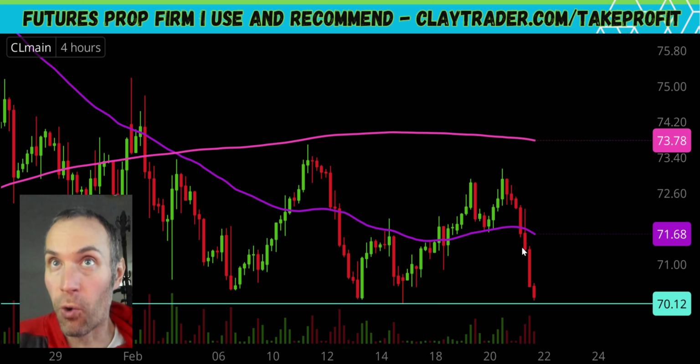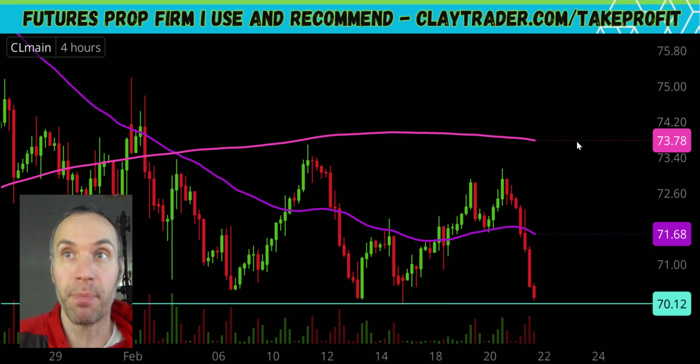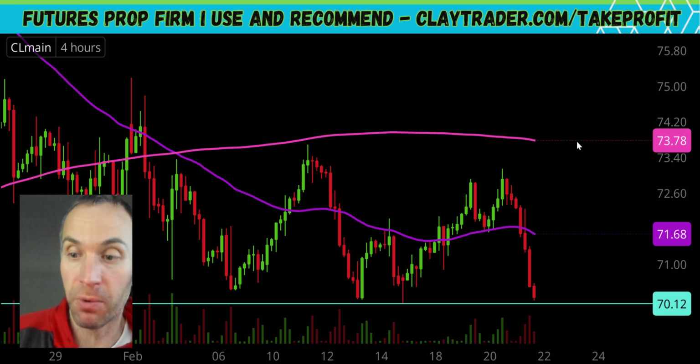But again, on the 4-hour, look at this. One of these candles is 4 hours, so it has been multiple hours since there's even been a single green candle showing up here. So yeah, oil had a rough day.